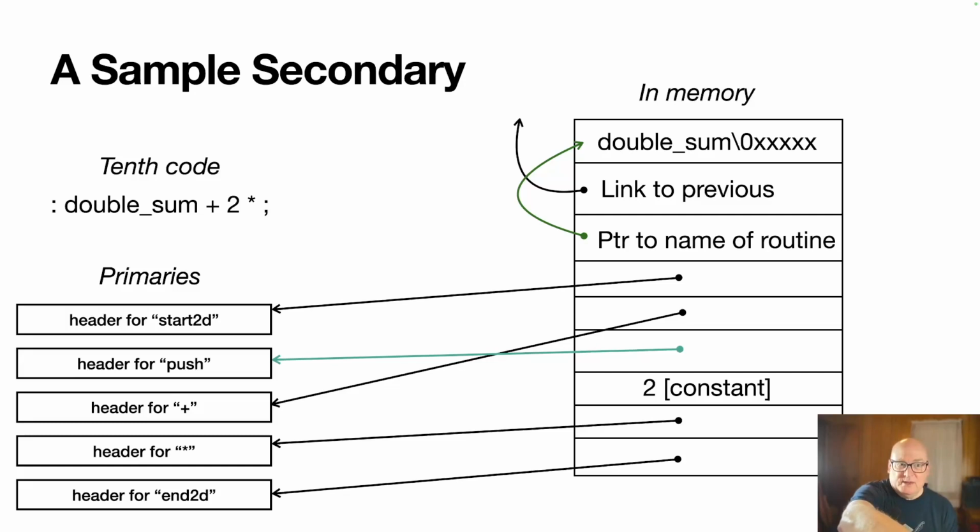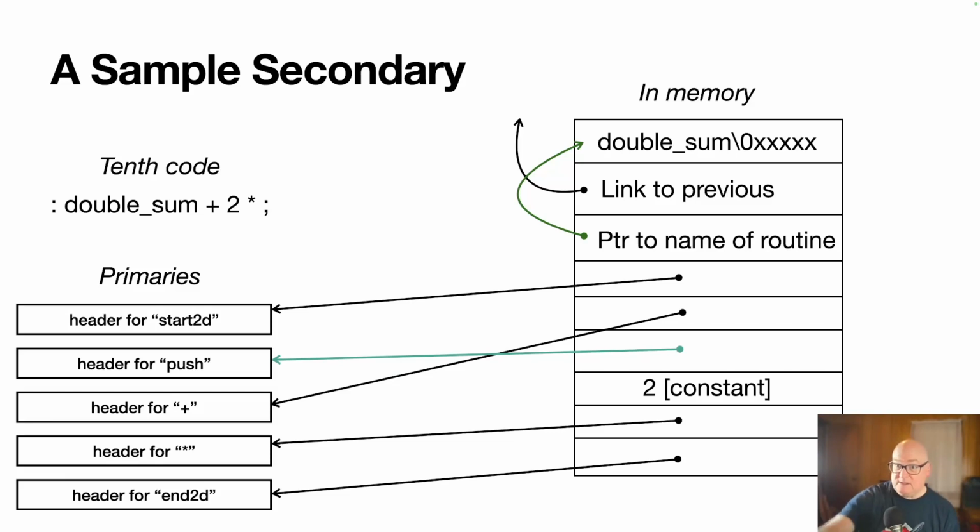Okay, so the definition is going to create a dictionary entry, and so in memory, we're going to see the header. Well, first we've got the double sum string. It's going to get zero terminated, and then there's some filler bytes to make sure everything lines up to a 64-bit boundary. And then where it says link to previous, that's going to be the first cell of the header. So it's pointing to the previous dictionary entry. The pointer to the name points back to double sum.